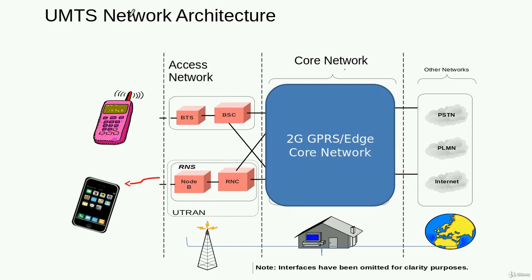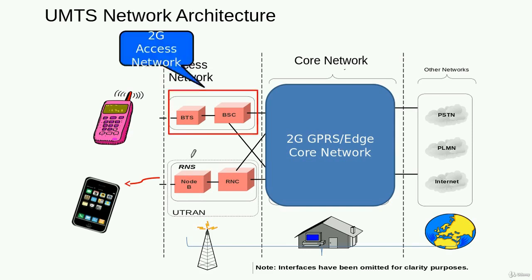Now the interesting thing about the 3G UMTS or 3G WCDMA UMTS networks is that it uses the same core that was used in the 2G GPRS EDGE core network. The same core can support the 2G access network, and the same core network can support the 3G access network.